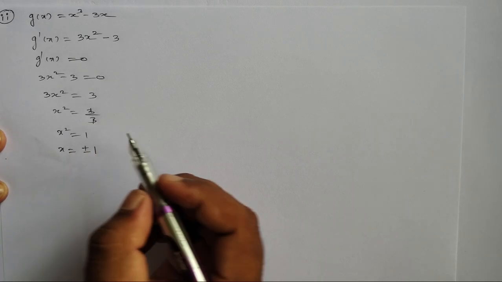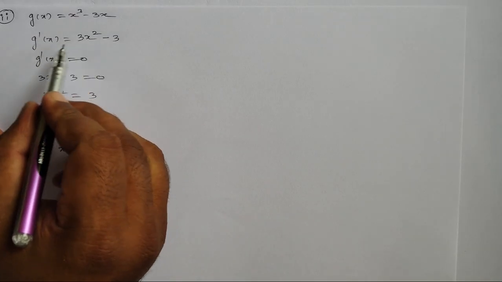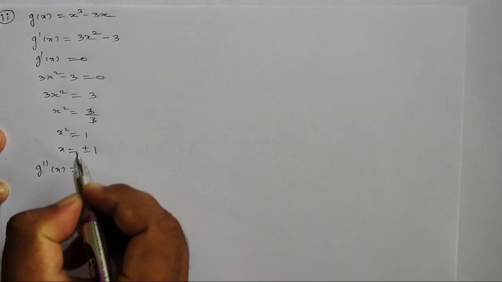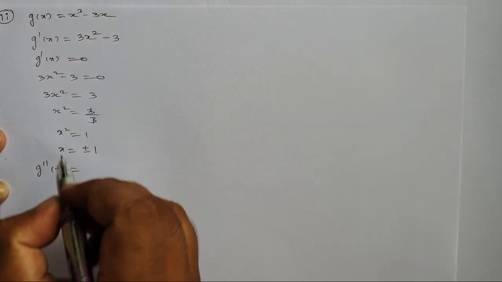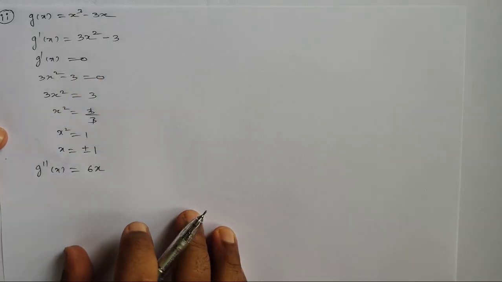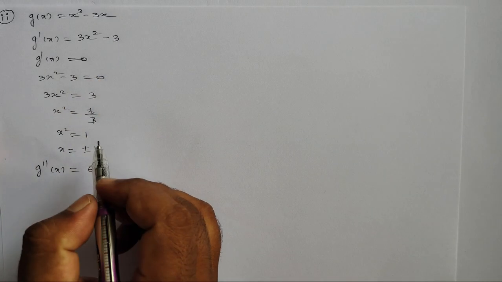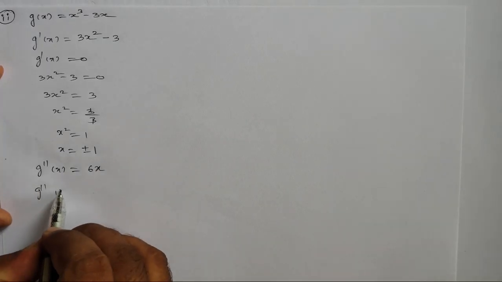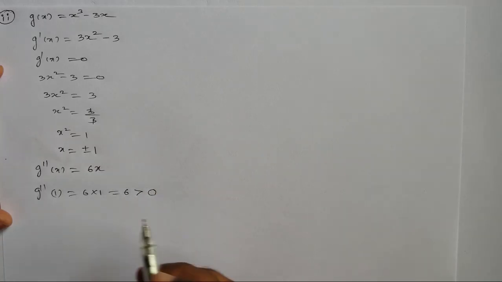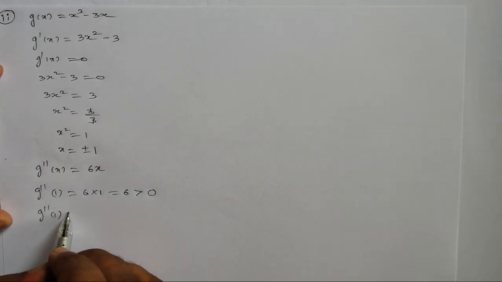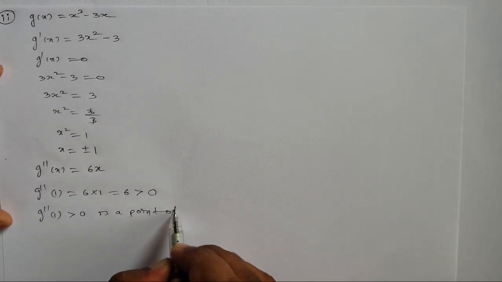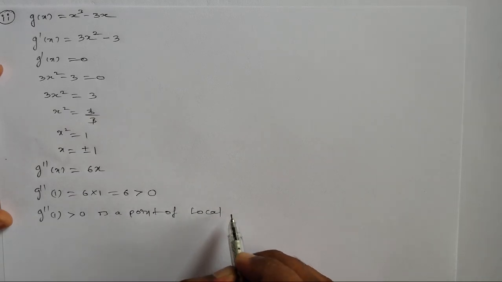Next method: again differentiate this function. So g''(x) is equal to the derivative of this, which becomes 3 times 2, that is 6x. The constant's derivative is 0. So g''(x) is equal to 6x. Okay, so substitute the value 1 first. g''(1) equal to 6 into 1, equal to 6. 6 means greater than 0. So g''(1) is greater than 0, which means it is a point of local minimum.